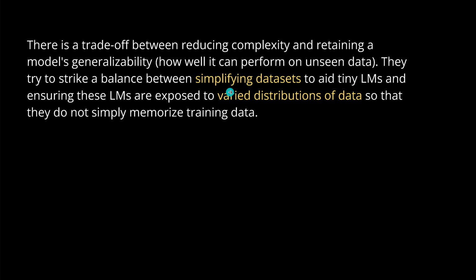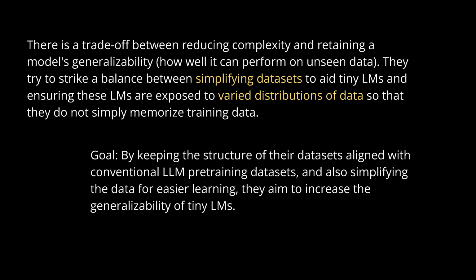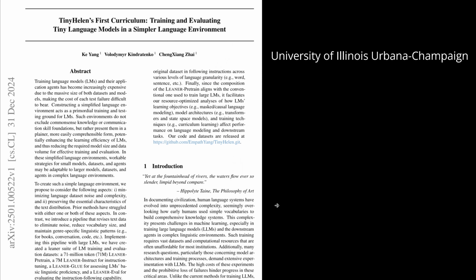So there's this balance here of simplifying the dataset down to a certain limit. Maybe we use the entropy equation to find out where the threshold is. And the other side of the limit is, of course, that we need a rich distribution of the data, so the tiny LLM is not simply memorizing the training data and we have overfitting. So the goal is now, by keeping the structure of this pre-training dataset aligned with the conventional LLM that we know, and also simplifying the data for easier learning, the authors aim to increase the general task ability of tiny LLMs.